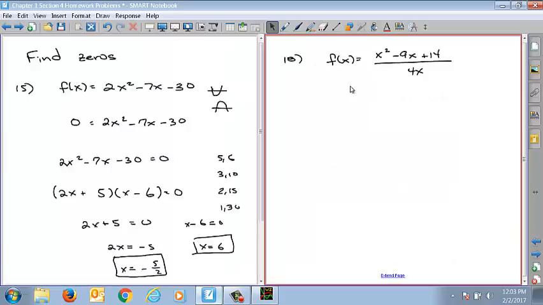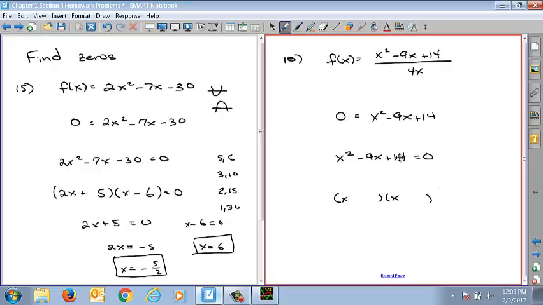Okay, the next one. So when you have a rational function, all you have to do is have the numerator go to 0 to get the zeros. So we don't have to worry about the denominator as far as the zeros. We have to worry about it in terms of vertical asymptotes. So what we do is we would take the numerator, not the entire function, but just the numerator, and set that equal to 0. And again, I'm going to switch the two sides, and then we'll factor it.